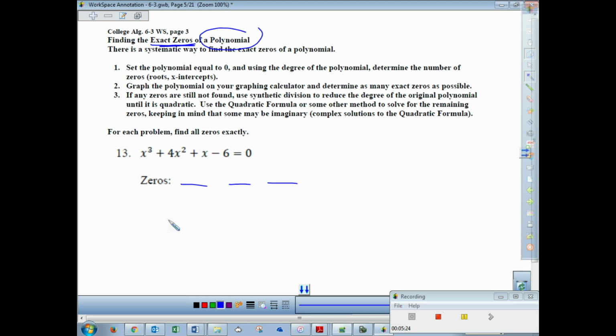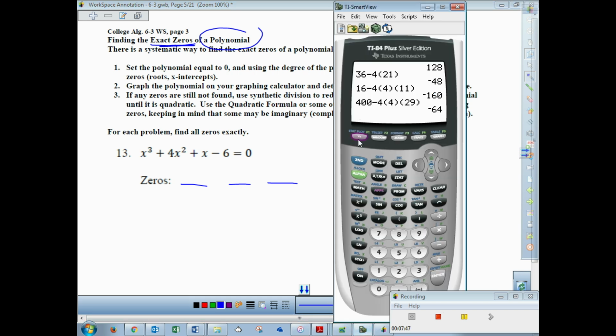What we've done in the past, and there is a way to figure it out if you didn't have a graphing calculator, we'll learn that today also. It's like, what would you do if you didn't have a graphing calculator? It's not fun, but since we do have one, let's grab our graphing calculator and graph this. So that's y equals x cubed plus 4x squared plus x minus 6.